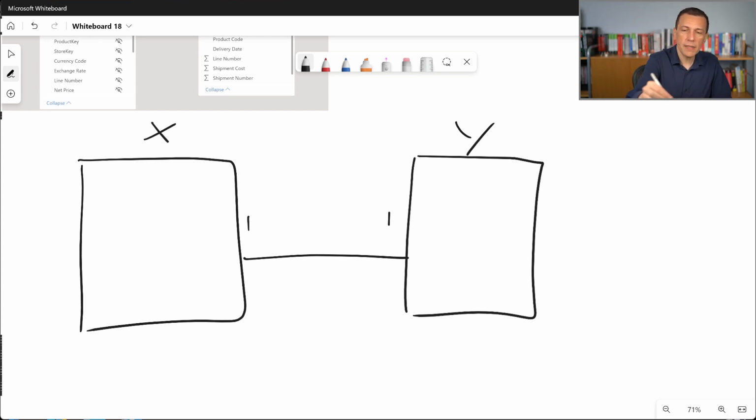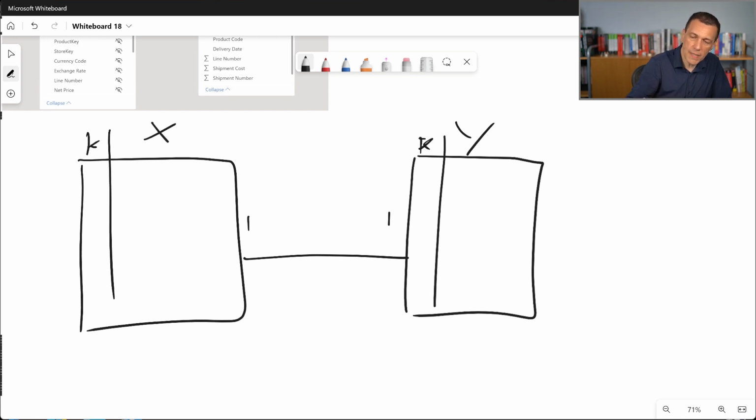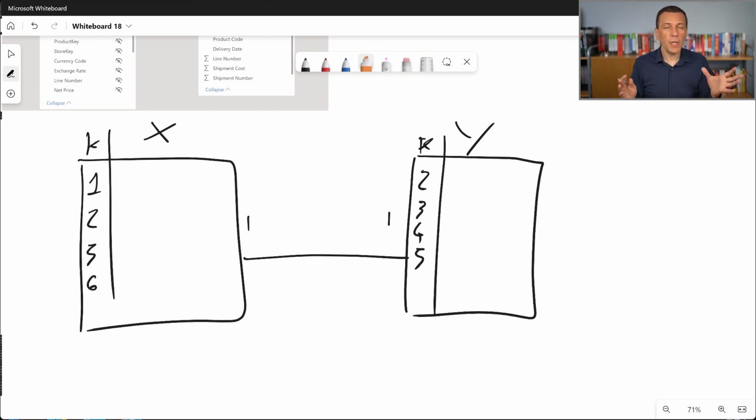And let's say that the key column that must exist in the 2 tables and that is used in the relationship contains in the table X the values 1, 2, 5, 6. And in the table Y we have 2, 3, 4, 5, for example. Now, if you look at this, this is a completely valid situation.